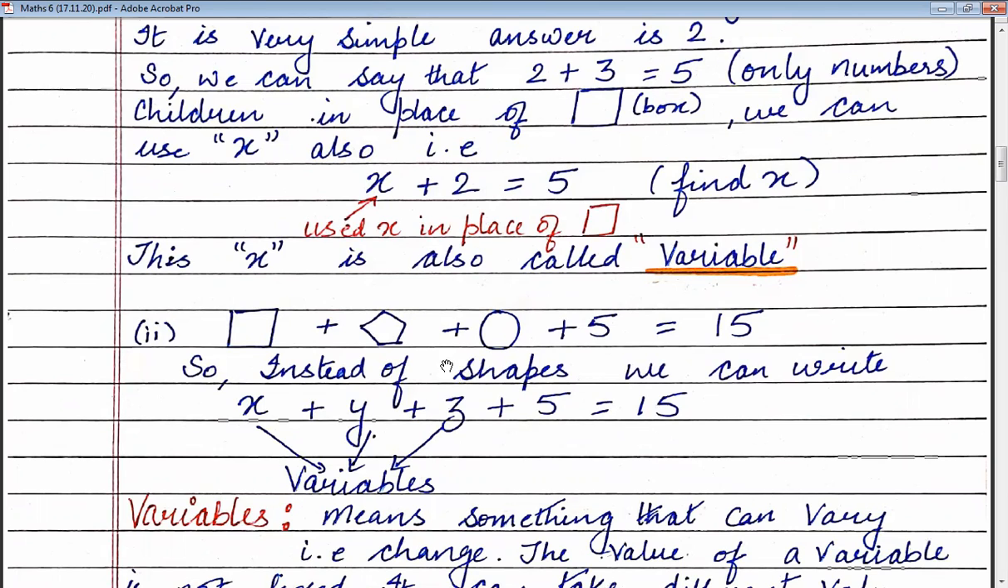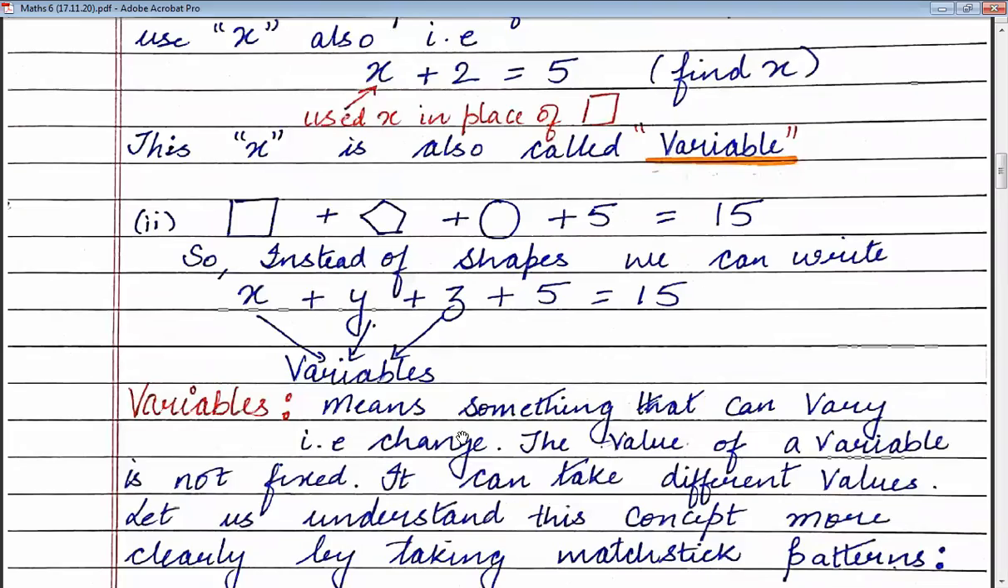So here all the alphabets are called variables. Let's see what variables are.